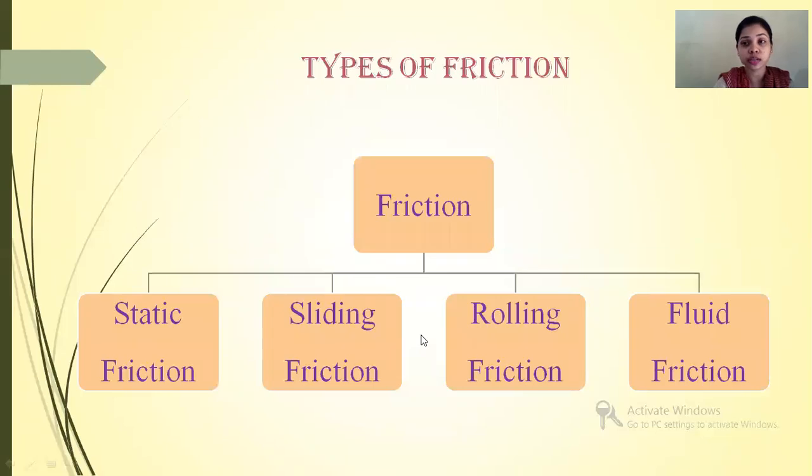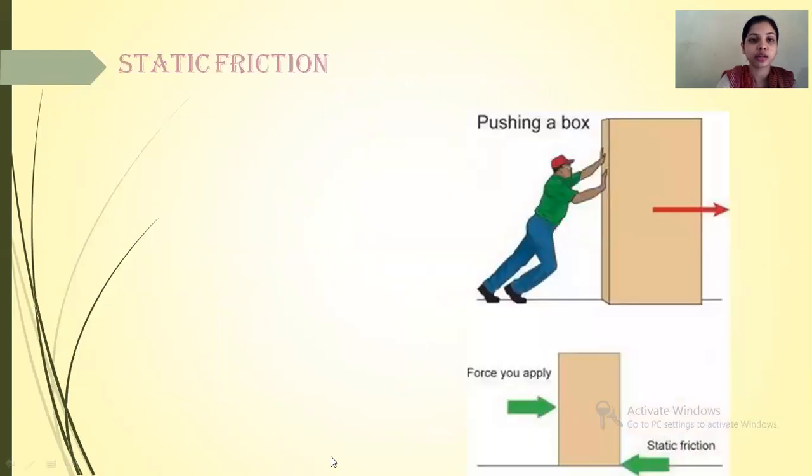First, let us recall: what is friction? Friction is the force which opposes the motion of an object, right? So we will see these types one by one. First is static friction.